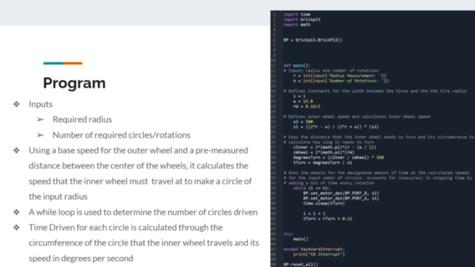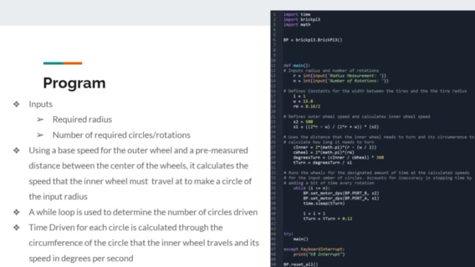The program accepts inputs for the required radius of the circle to be driven and the number of circles for the robot to drive. Using a constant base speed for the outer wheel and a pre-measured distance between the center of both wheels, the program calculates the ratio between the outer and inner wheel speeds to determine the speed in degrees per second of the inner wheel.